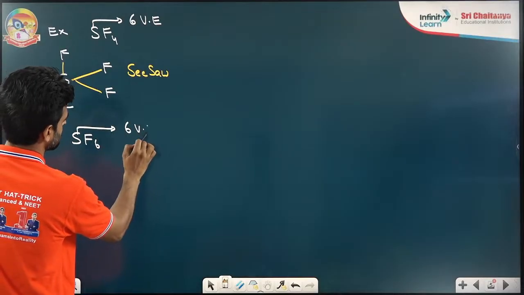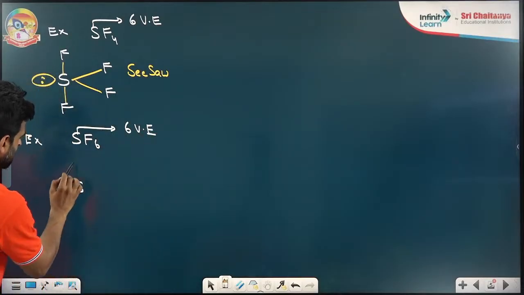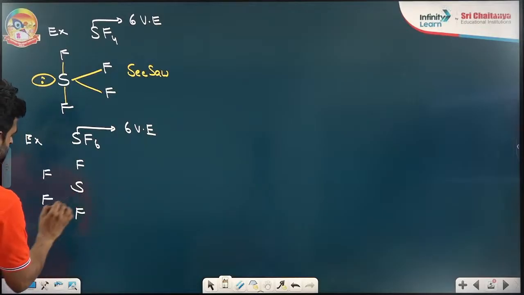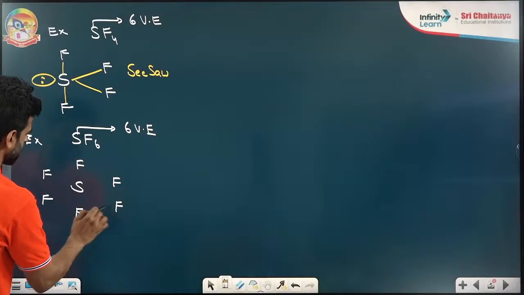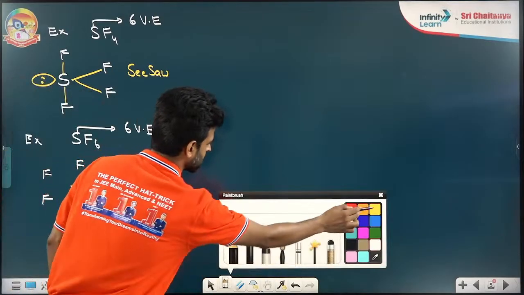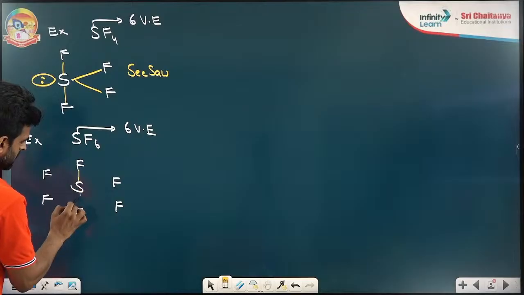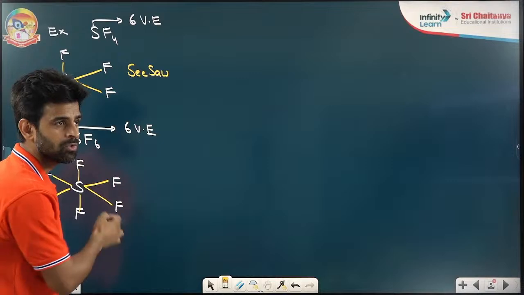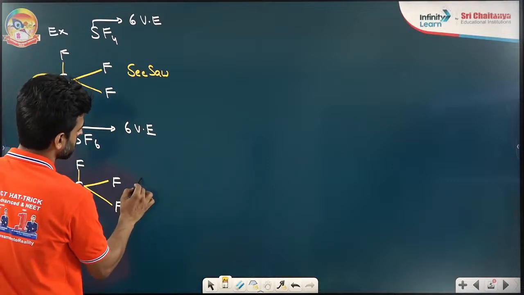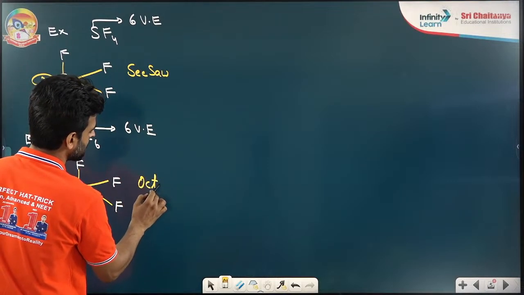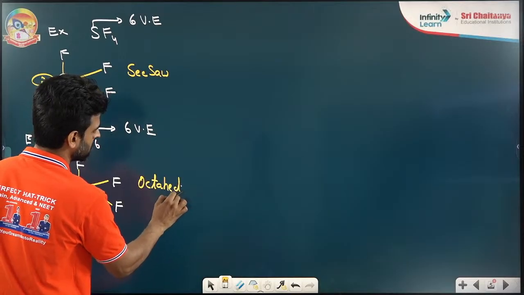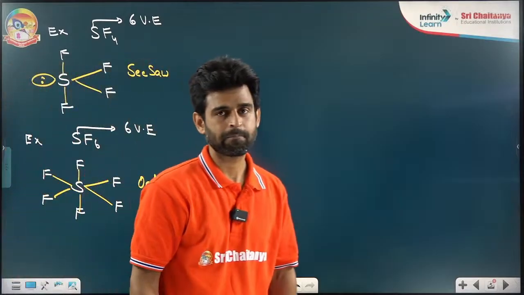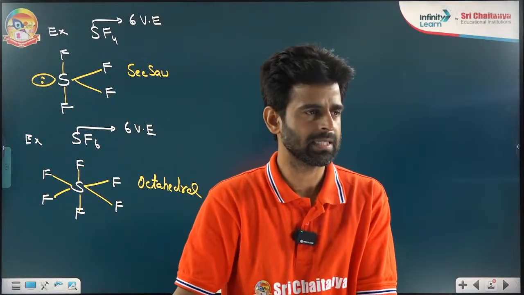It has 6 valence electrons, sulfur. S, I will put here F, here F, right? Okay. So similarly, if we make bonds 1, 2, 3, 4, 5, 6, all valence electrons are used in making bonds. That's why I will say when the central element has 6 sigma bonds without any lone pair, whatever it is, it is octahedral. It is octahedral, right?